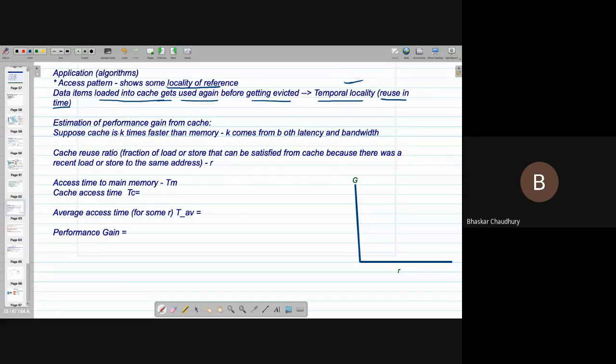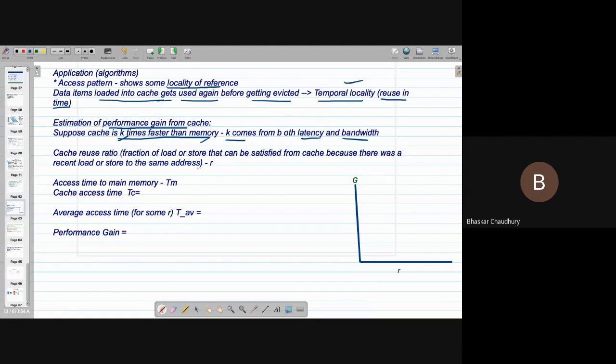Now let's estimate the performance gain. Suppose you have some cache in your architecture. What kind of performance gain can it give you? Let's say the cache is k times faster than the memory. Suppose your RAM has some bandwidth and latency. Now you have a cache which is k times faster compared to the RAM. This k comes from both latency as well as bandwidth, which we have already seen.